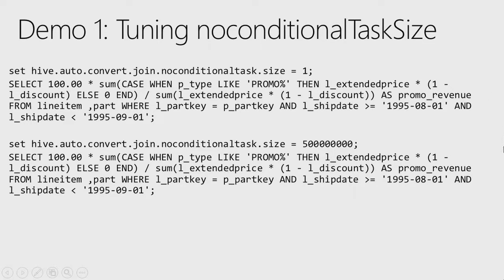The key thing here is it does a join, and like I said, since I've set the no conditional task size to 1 byte, the small table does not fit into cache. The second time I run this, I believe I've set it to be 500 megs. I believe this table, the part table, is like 250 megs. So in the second query I say, as long as it's under 500 megs, which it is, cache it. And so it will use the map join optimization.